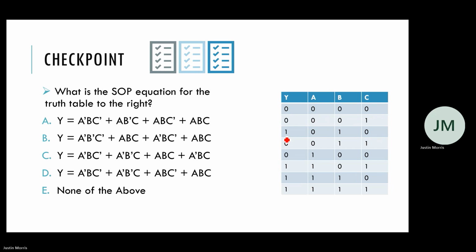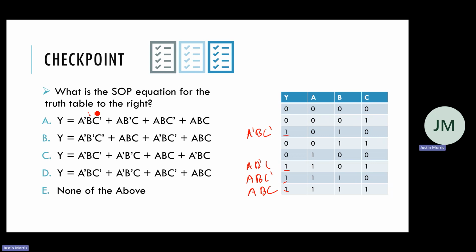Again, we see that these are sum of products. So I'm just going to look at the ones, and then write the minterm for those. So this is A naught, B, C naught. This is A, B naught, C. This is A, B, C naught. This is A, B, C. So I just need the equation that has all four of these.